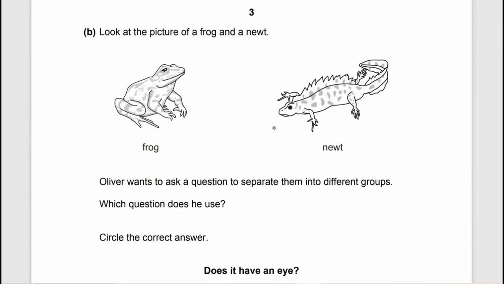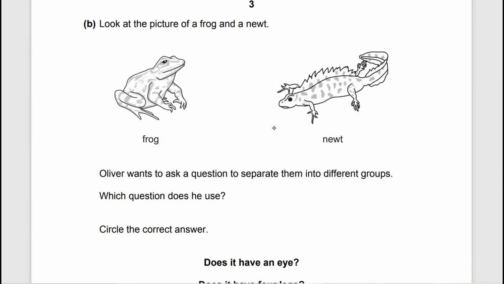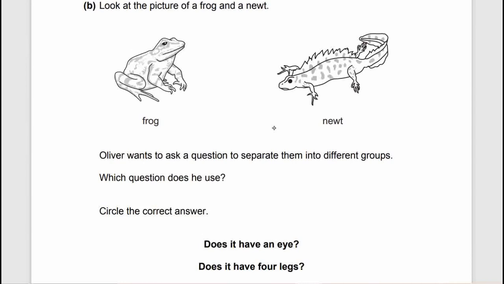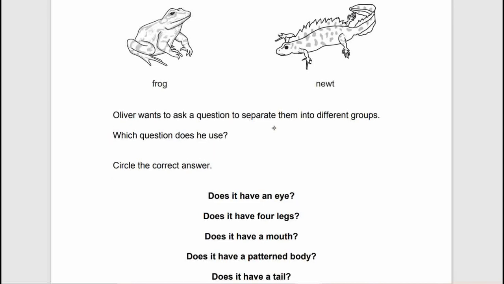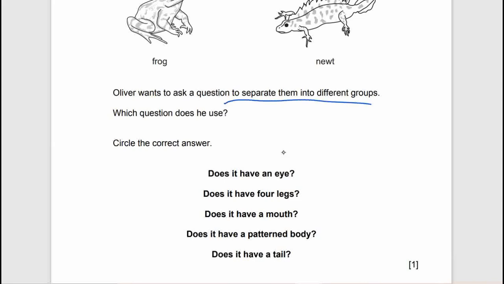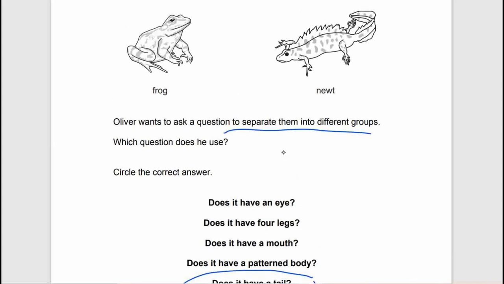And question B, look at the pictures of a frog and a newt. Oliver wants to ask a question to separate them into different groups. Which question does he use? Circle the correct answer. Does it have an eye? Both have an eye. Does it have 4 legs? Both have 4 legs. Does it have a mouth? Both have a mouth. Does it have a patterned body? Both have a patterned body. Does it have a tail? This one has a tail and this one has no tail. So to separate them into different groups, the difference is the tail: with tail and no tail.